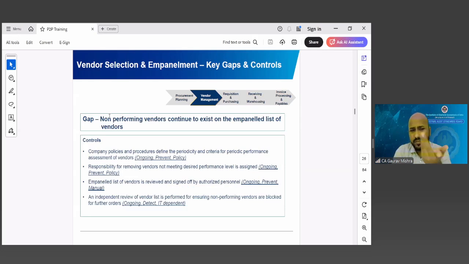And the second risk, which we already discussed, non-performing vendors continue to exist on the impaneled list of vendors. Definitely, if there is no process, because every time you perform vendor evaluation, and if we talk about vendor performance evaluation, it depends upon certain criteria: whether the cost is correct or not, delivery within the timeline or not, quality, rejections are very, very less. Fourth, responsiveness of the vendors. Correct. Fifth, the process existing at their plant.